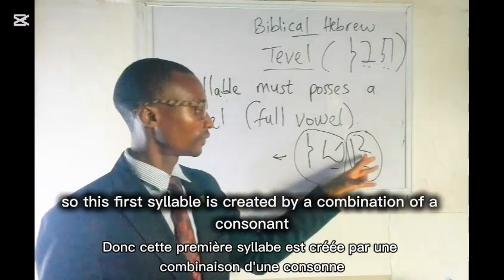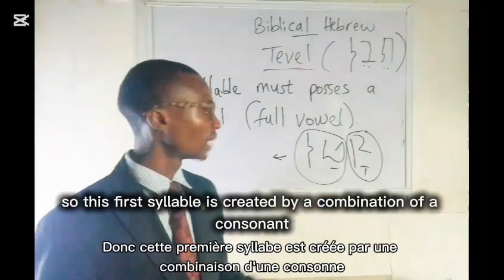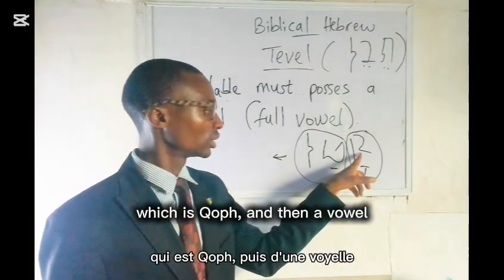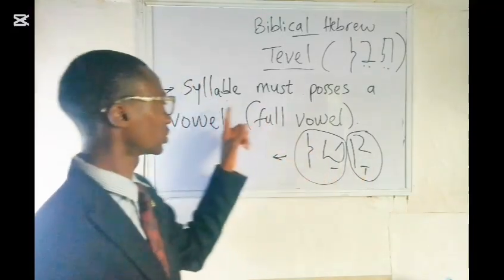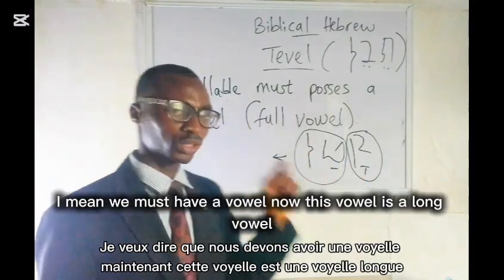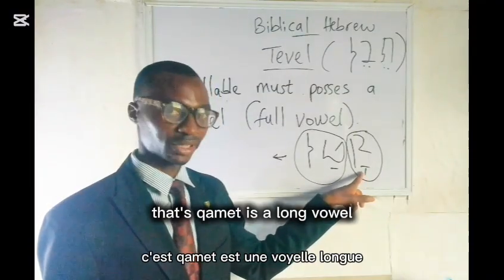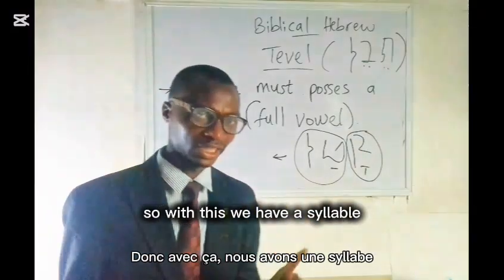So this first syllable is created by a combination of a consonant, which is kuf, and then a vowel. We must have a vowel. Now this vowel is a long vowel. That's kamets. It's a long vowel. So with this we have a syllable.